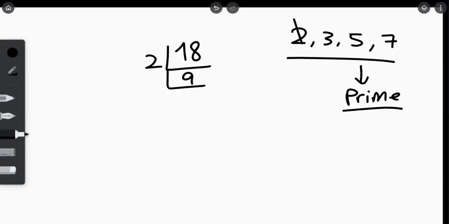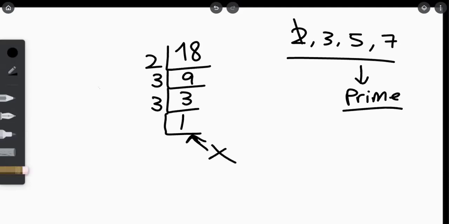Okay, there's only one option, which is 3, because I can speed up the process, right? I have another 3 here, and then finally a 3, and I'll have a 1. The moment you hit a 1, don't do this anymore, because this means that you are done with your prime factorization.